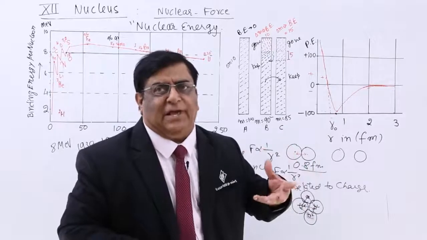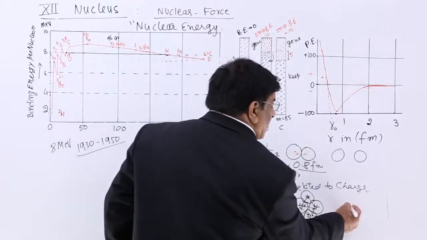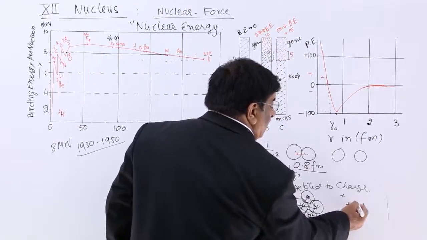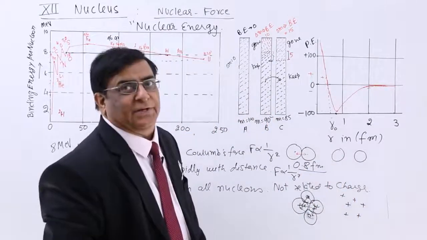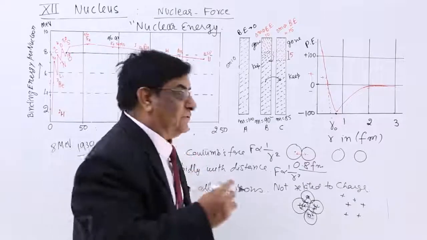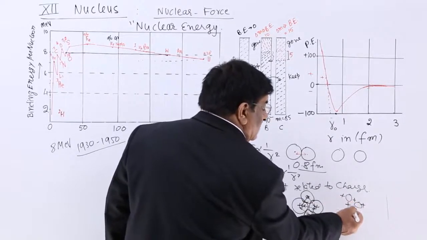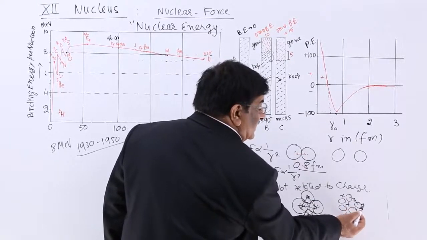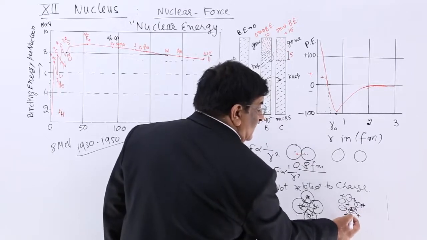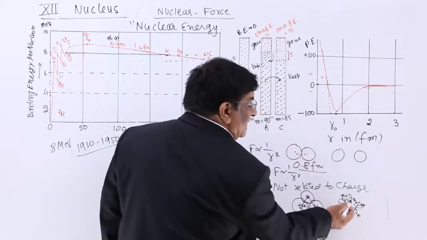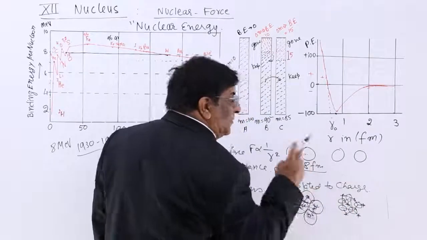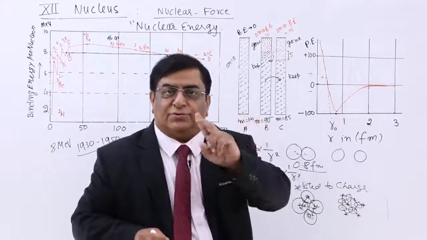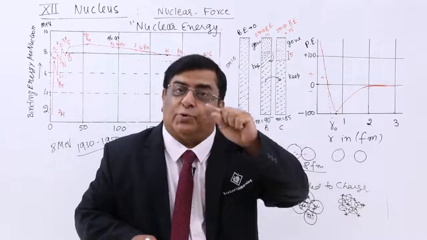We can go for a higher one, like carbon. Carbon has 6 protons: 1, 2, 3, 4, 5, 6. There will be a lot of force of repulsion, but it has 6 neutrons also. Now, every pair has attraction. So many attractions are there, because the nuclear force of attraction acts between neutron and neutron, neutron and proton, and proton and proton.